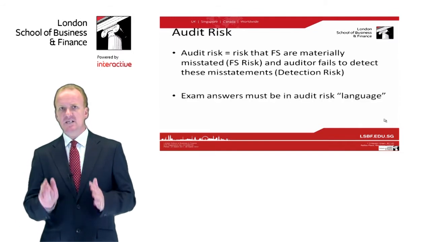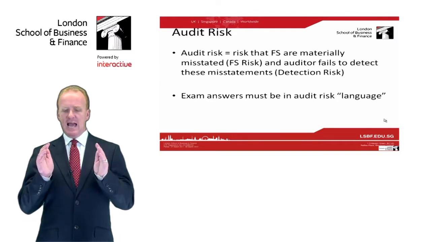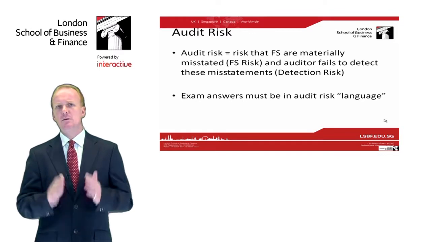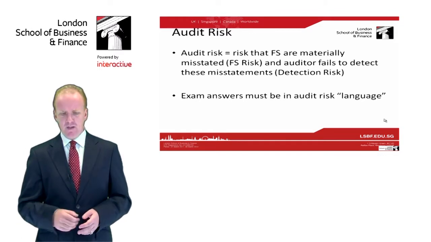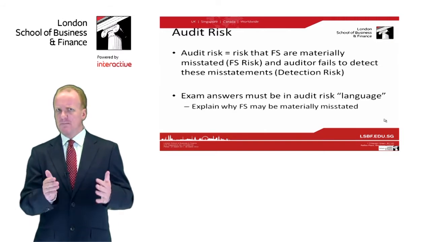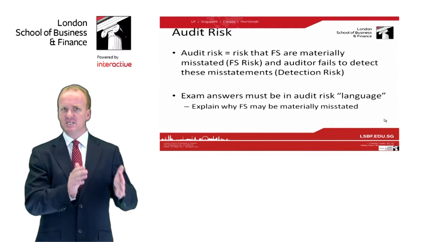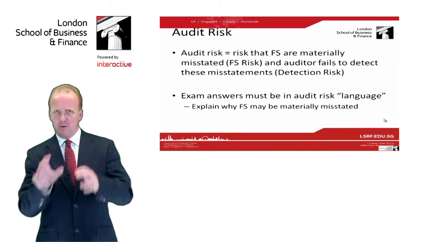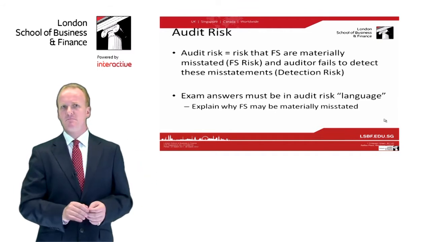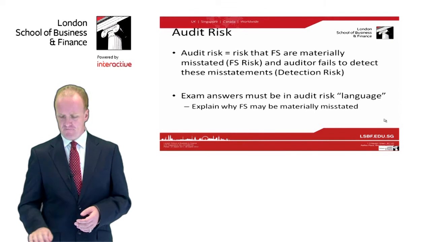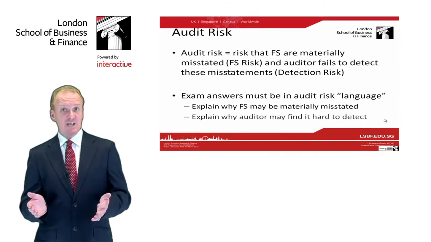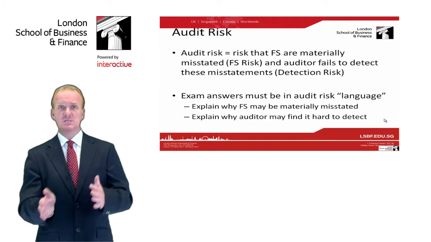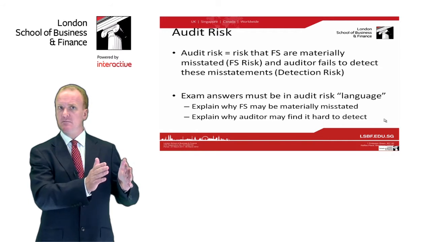The key, as I said before, is explanations, and your explanations of risk must be in risk language. What does that actually mean? Well, if you're explaining a financial statement risk, a risk of material misstatement, then make sure you explain that there is a potential material misstatement. More on that in a second. If it's a detection risk, make sure you're explaining why the auditor might have problems detecting a misstatement.